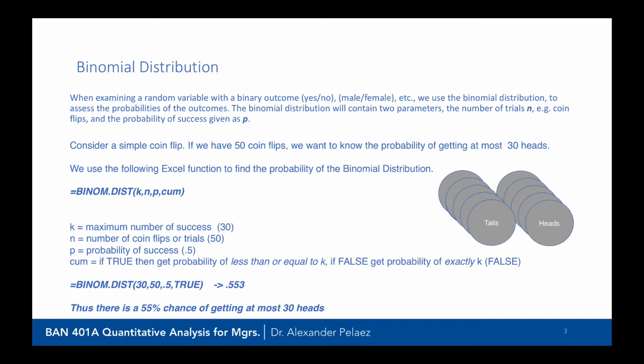So in the case above, we have Binom.DIST, where we have 30 for K, 50 for the trials, 0.5 for our probability of success, and true, which gives us 0.553. So there is a 55% chance of getting at most 30 heads.